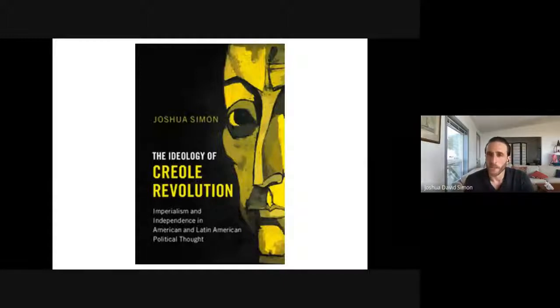The American independence movements were Creole revolutions, formed and led by the descendants of European settlers born in the New World. And I argued that the political theorists that defined and defended Creole revolutions throughout the hemisphere were forced to confront a distinctive political and philosophical dilemma, and that as a result, their ideas and the institutions they created were marked by a distinctive contradiction. They were both anti-imperial and imperial at the same time.